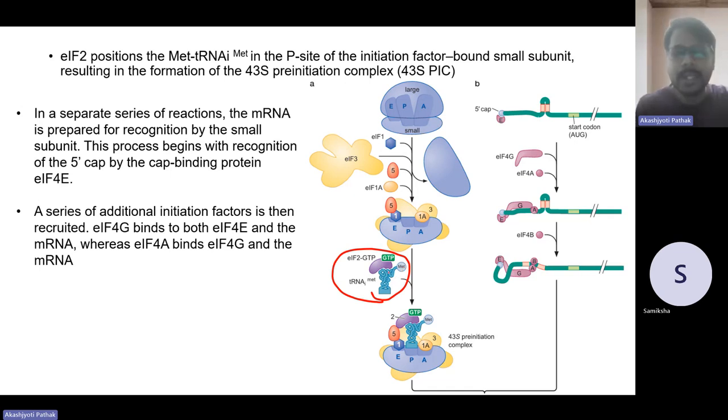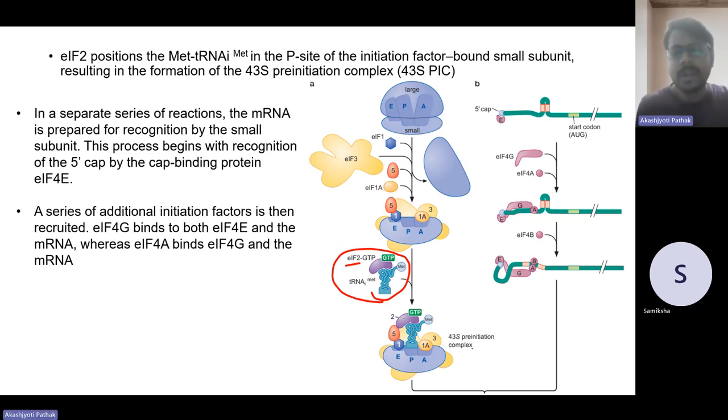Now what happens to this initiator tRNA? The EIF2 GTP. When this eukaryotic initiation factor 2 is bound to GTP, only then it will associate with the initiator tRNA. So now EIF2 GTP helps in the recruitment of the initiator tRNA to the P site.